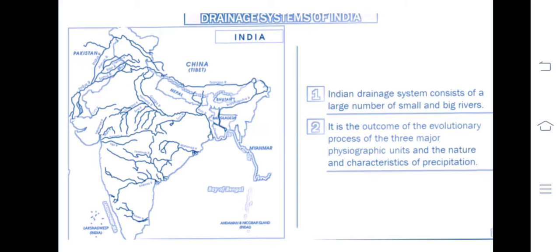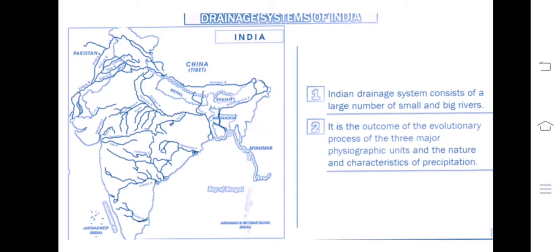Some rivers are perennial in nature, some are seasonal, depending on the precipitation and on the sources from where they originate. If they originate from the Himalayas, they will be perennial. If they originate from other sources, they may be seasonal. If a river flows from the Himalayas, we should expect it to show a perennial nature. So it is an outcome of the evolutionary process of three physiographic units.